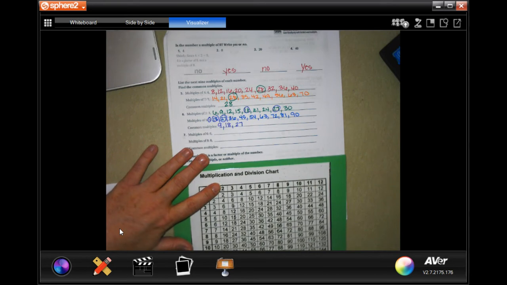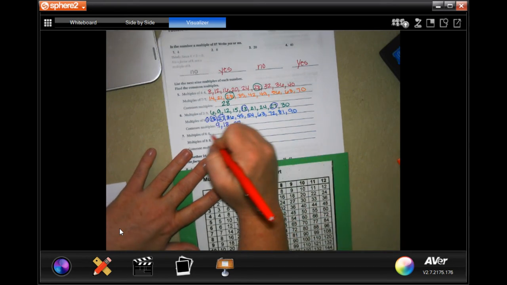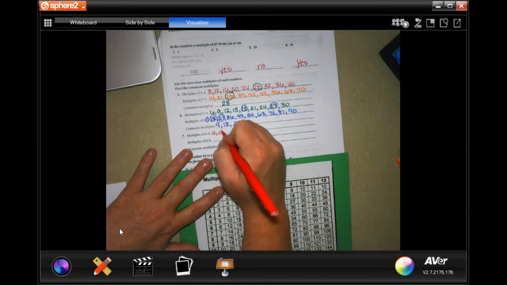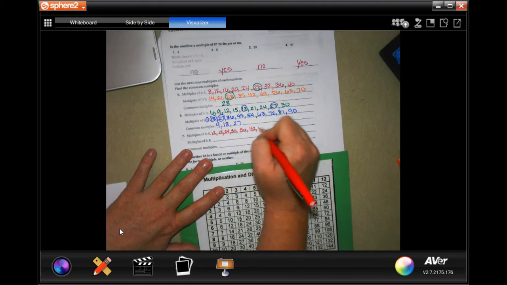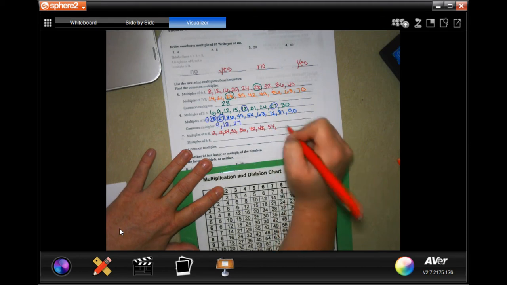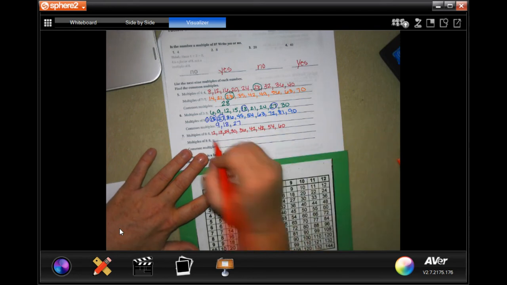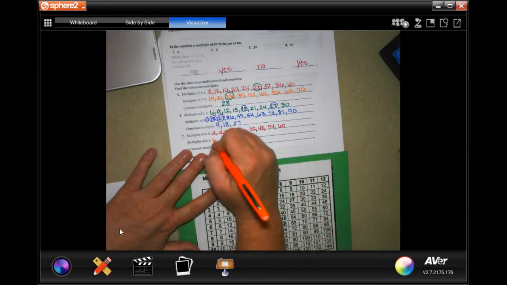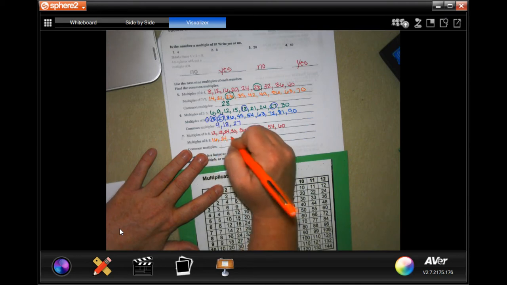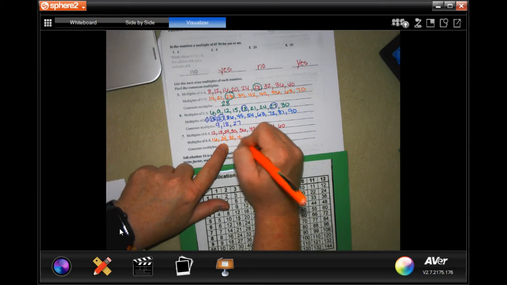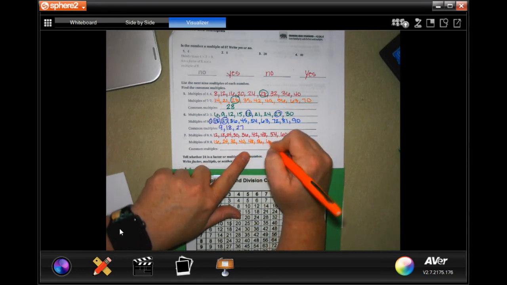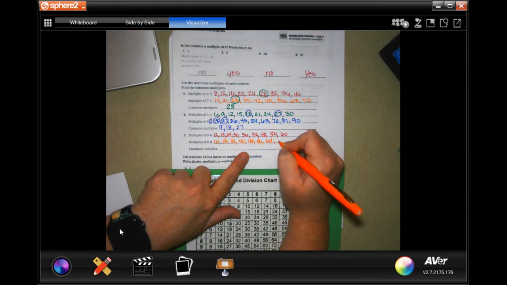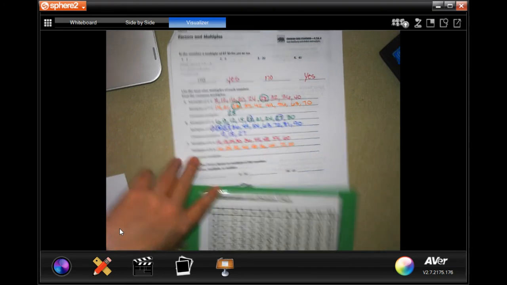Okay. So, I'm going to start with multiples of 6. 6, 12, 18, 24, 30, 36, 42, 48, 54, and 60. Okay? Multiples of 8. 8, 16, 24, 32, 40, 48, 56, 64, 72, and 80. Okay, so now we need to go through and circle the ones they have in common.